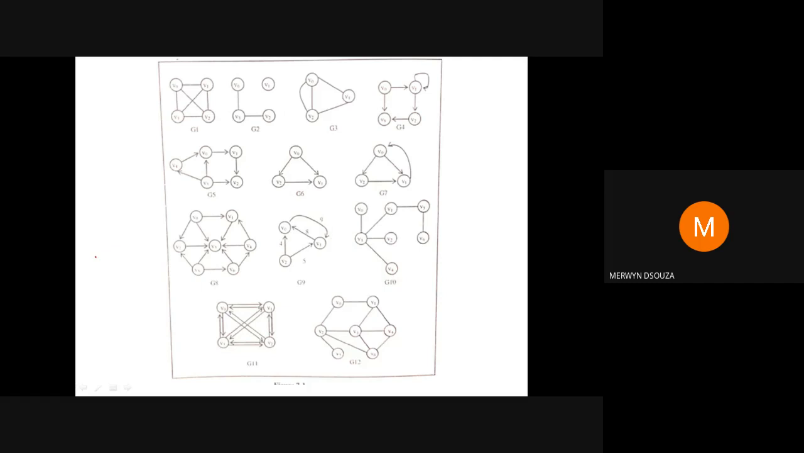A directed acyclic graph is represented by the acronym DAG. G5 is an example of a directed acyclic graph. There are directions and there are no cycles, so it is known as a directed acyclic graph.